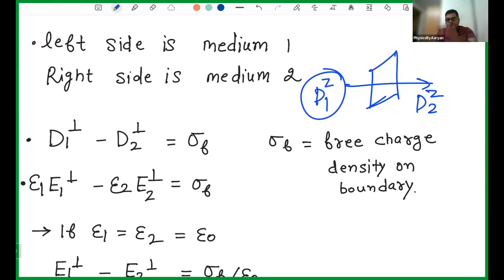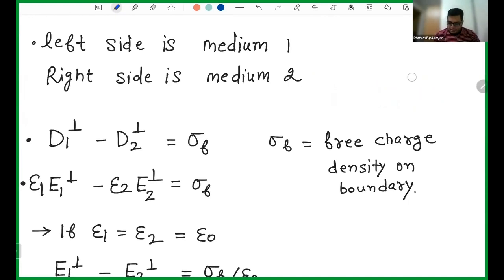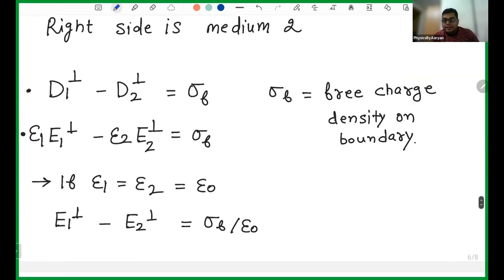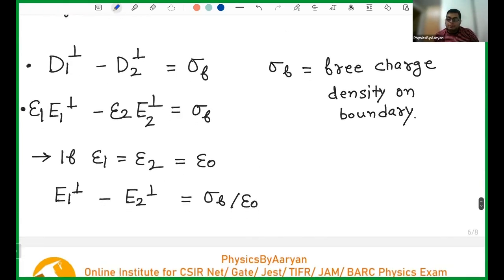If there is no charge on this boundary, then it is continuous. And if there is a charge on this boundary, then it is not continuous. Which makes sense. Perfect. Second, epsilon. So D can be written as epsilon times E. So epsilon 1 times E1 perpendicular minus epsilon 2 times E2 perpendicular equals sigma F. So the perpendicular components of the electric field and displacement vector are not continuous.